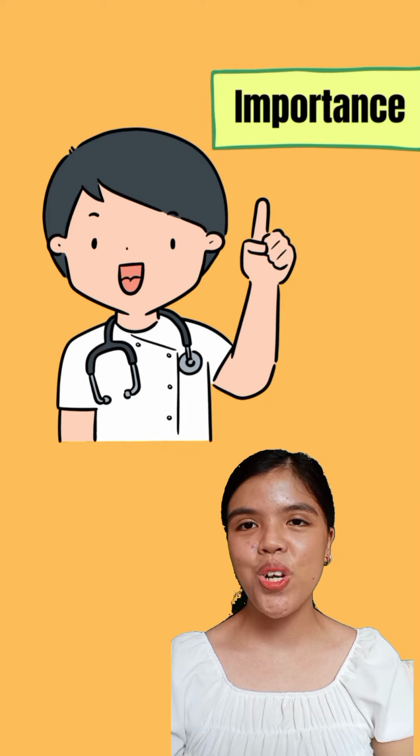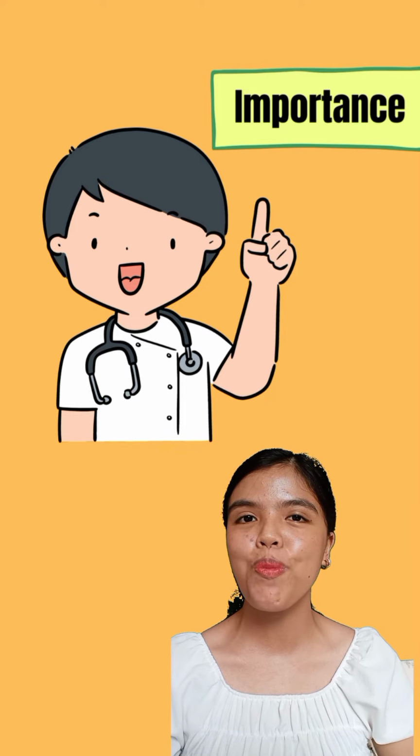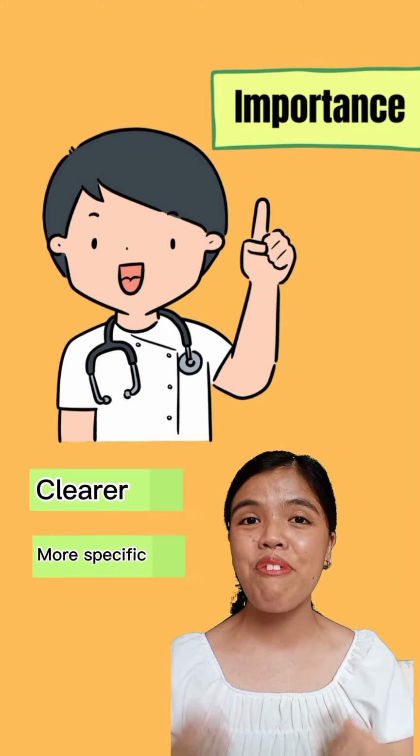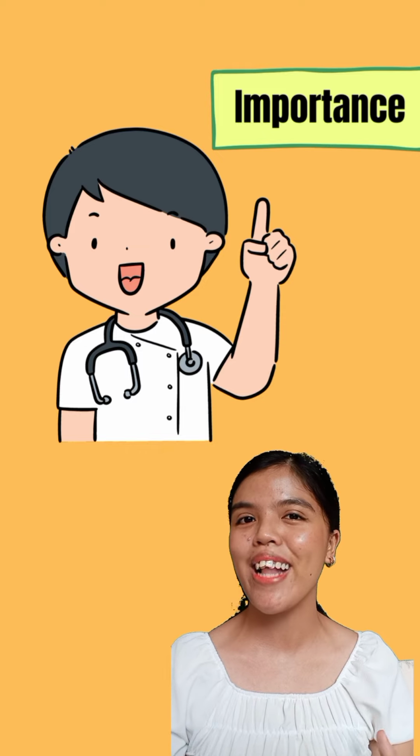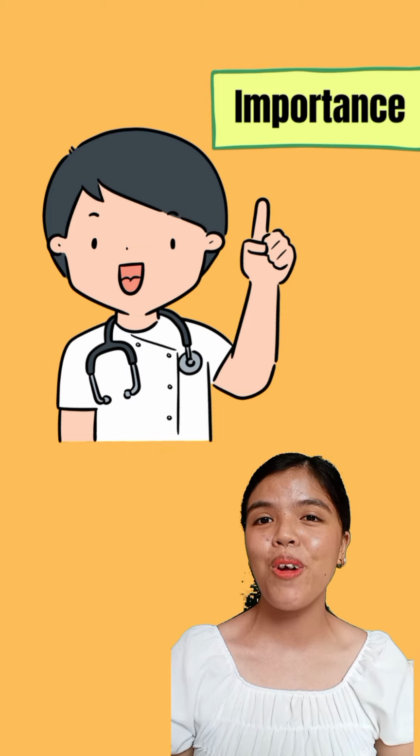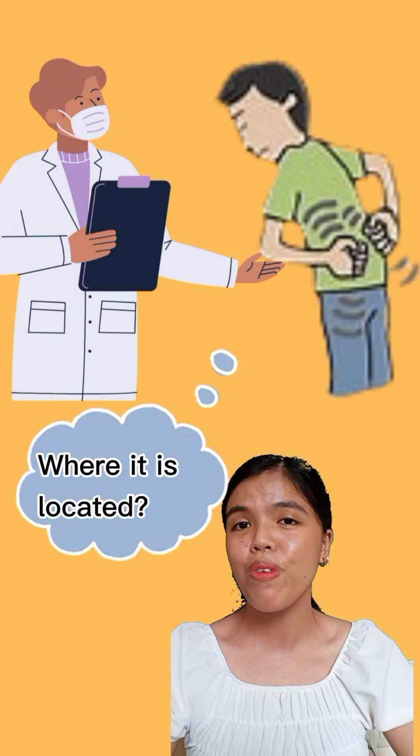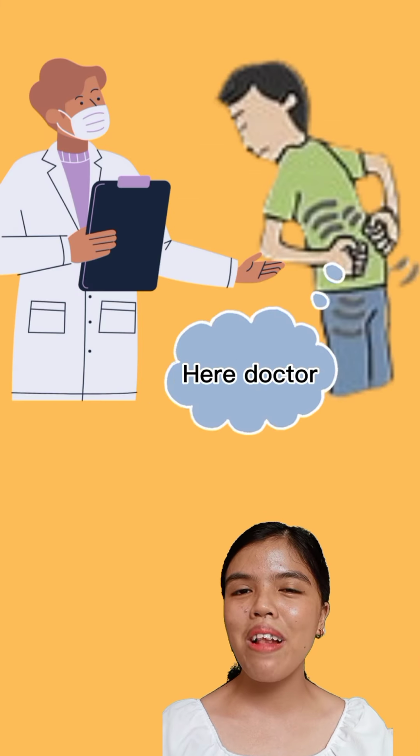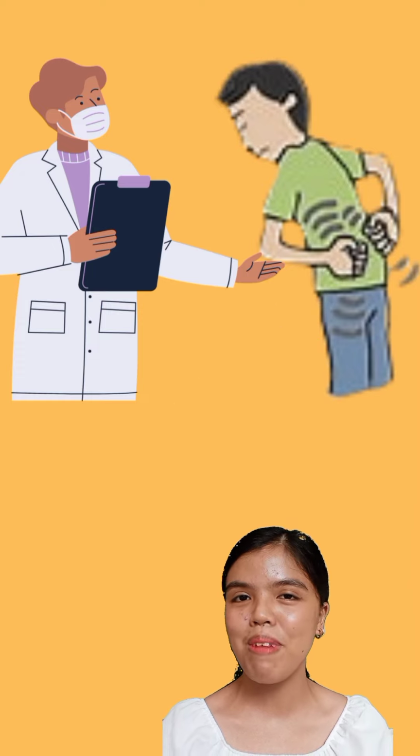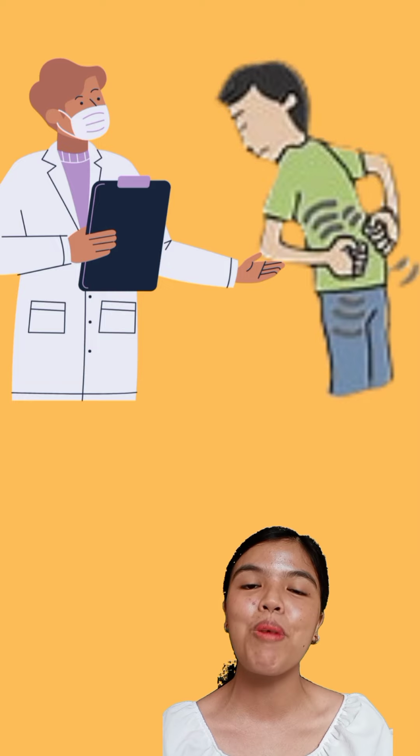Understanding anatomy and physiology is important because it helps provide clearer, more specific, and better communication between physician and other healthcare providers. For example, you are having back pain. The first question that your doctor will ask you is where it is located. With that, the doctor will have an idea what it may cause or how it is related to a certain organ that causes you to be in pain, so that your doctor can give you a proper treatment.